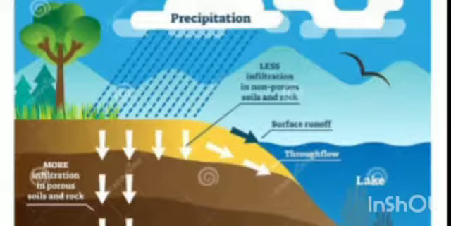Fourth one, runoff or infiltration. The water either runs off into oceans, rivers, and ground surface, or is absorbed into the soil. This cycle continues. That is called runoff.